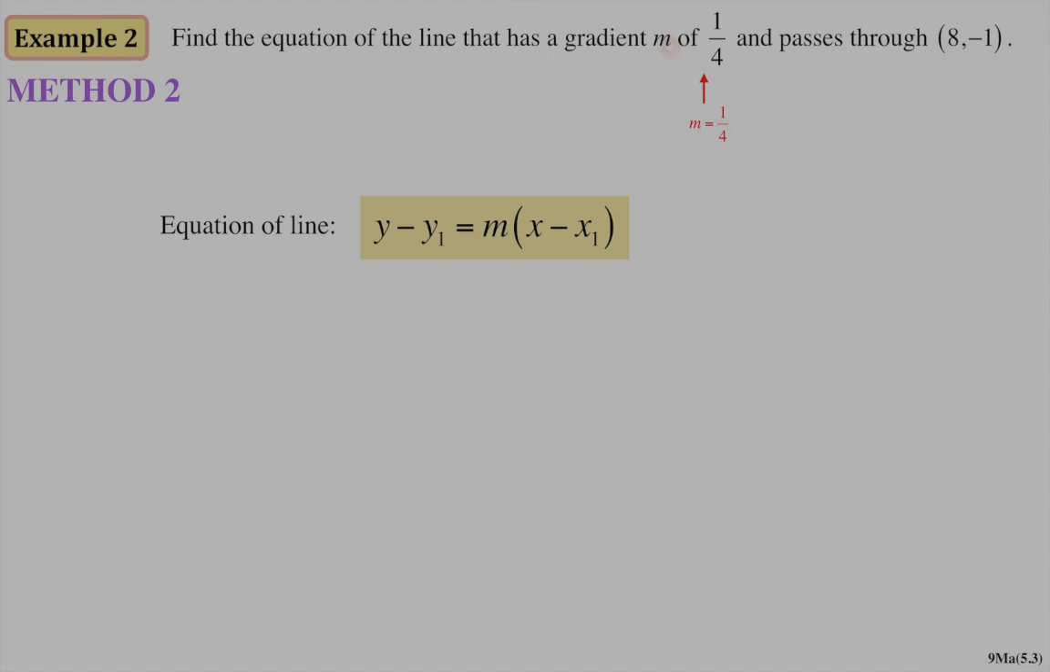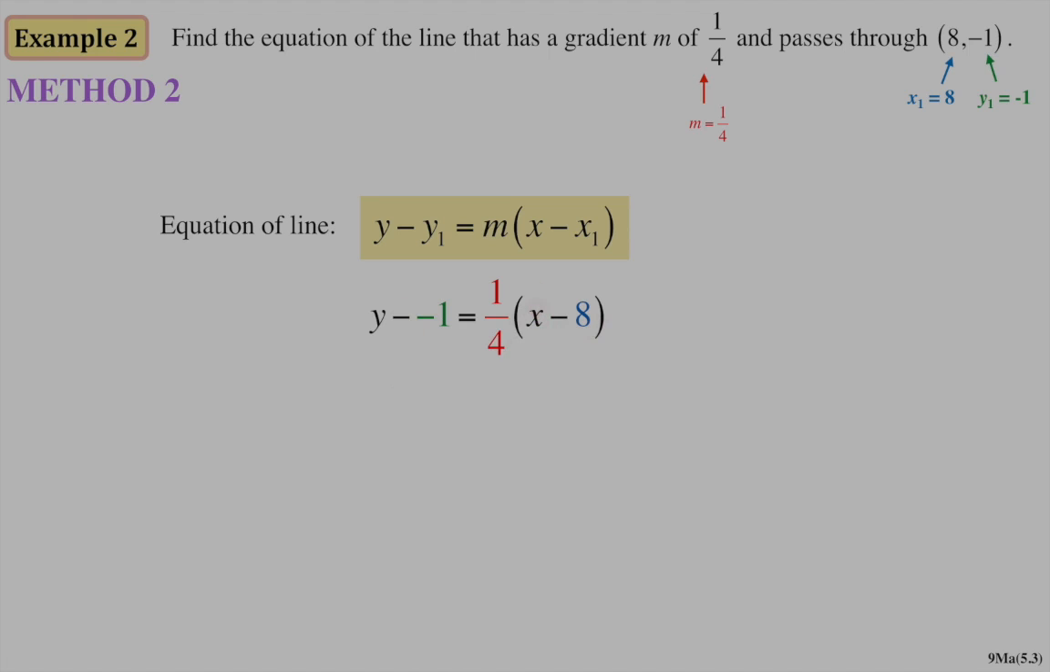We know from the question our value of m. It's a quarter. We know from the question that there is a point that's being given. So the x value of the one point that I was given is 8. And the y value of the one point that I was given is -1, which means now in my formula where I see m, I can put a quarter. Where I see x1, I can put 8. Where I see y1, I can put -1. So I get y minus -1 equals a quarter, bracket x take 8. Now 2 minuses make a plus, so that becomes y plus 1.